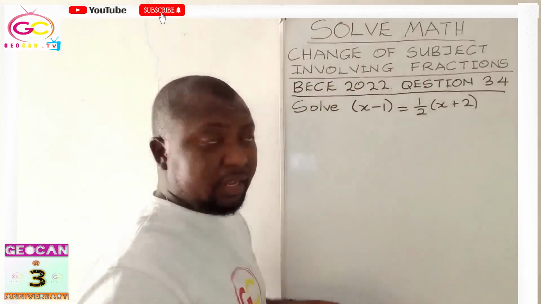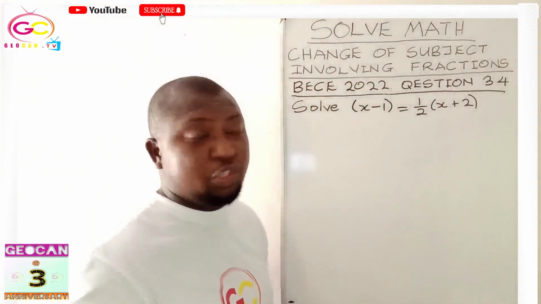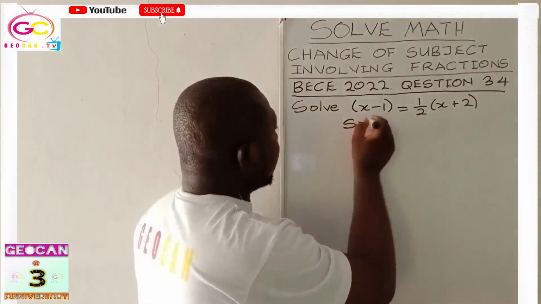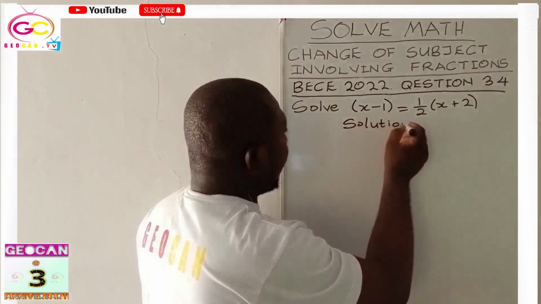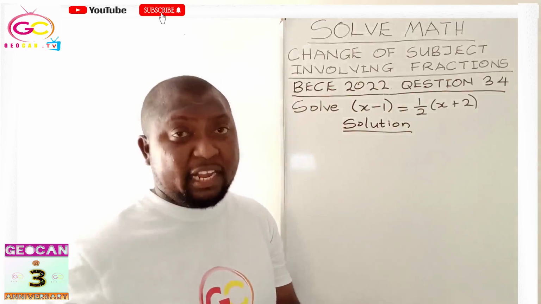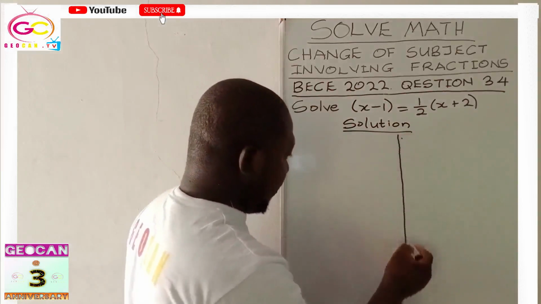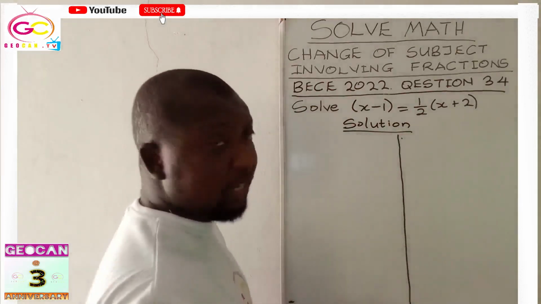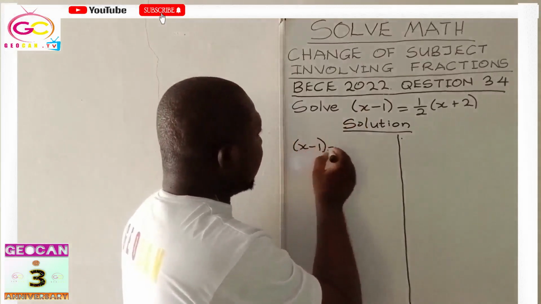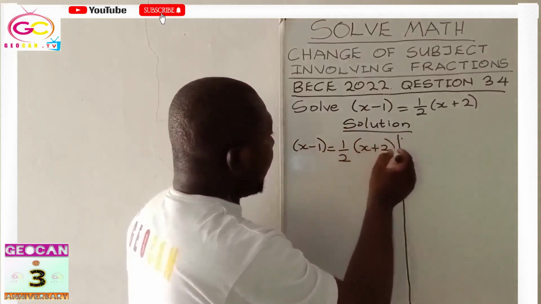We are told to solve it, and we have a variable in there, which is x. So basically, what the question is saying is that we should make x the subject. Okay, good. Let's have our solution. Solution nicely written over there. As I always say, you need a neat and presentable work when it comes to mathematics. Good. Let's divide our board. Neatly done. Good. Now let's write the relation again. What do we have? x minus 1 is equal to 1 over 2 (x plus 2).